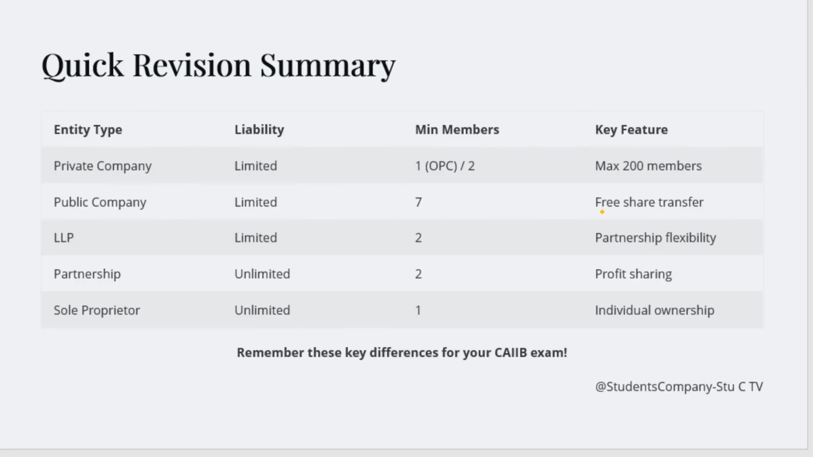So here is a quick revision. A private company will have limited liability, minimum one member for a one person company, otherwise minimum two members, maximum 200 members. Public limited company, minimum 7 members, then there will be free transfer of shares. LLP should have minimum 2 members, limited liability. Then partnership has unlimited liability, minimum 2 members, and sole proprietorship, unlimited liability.